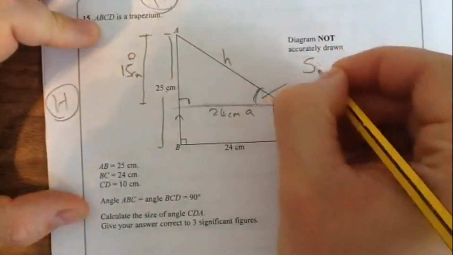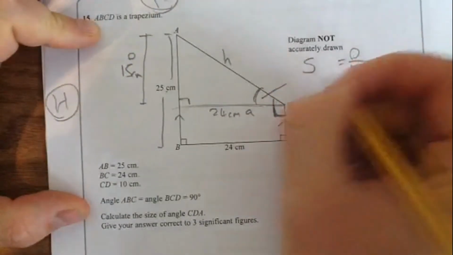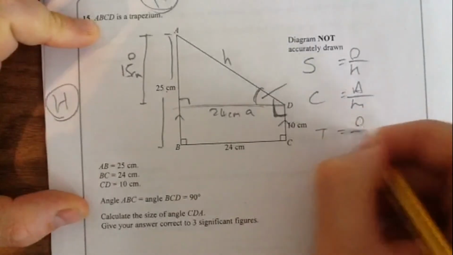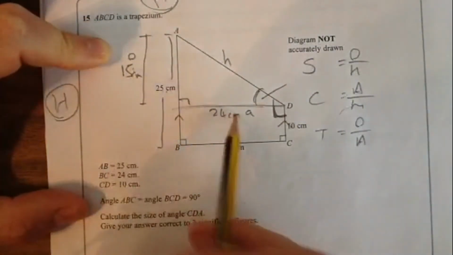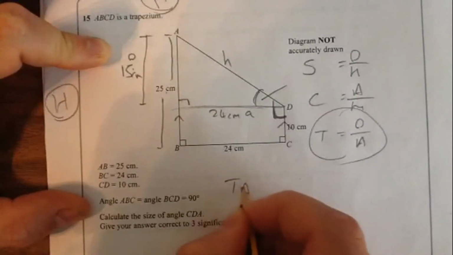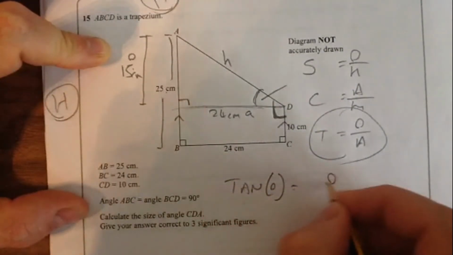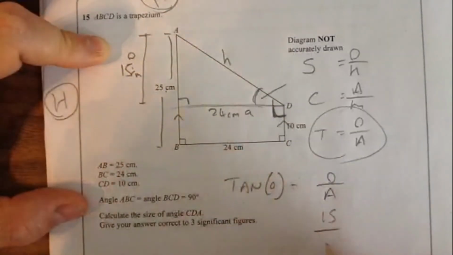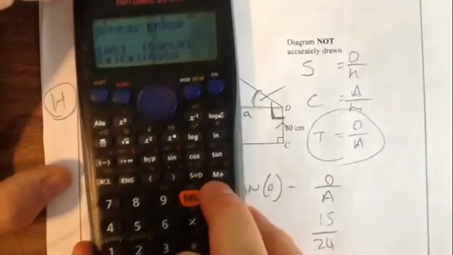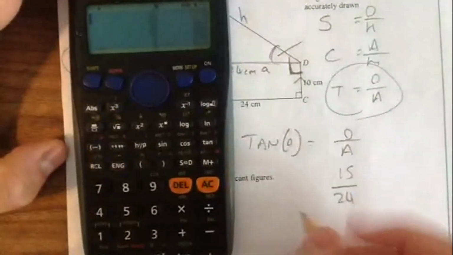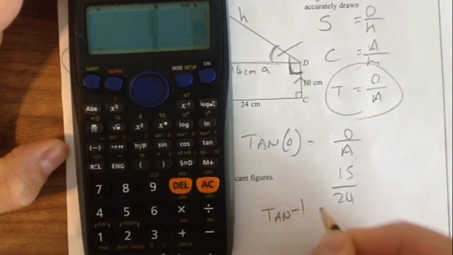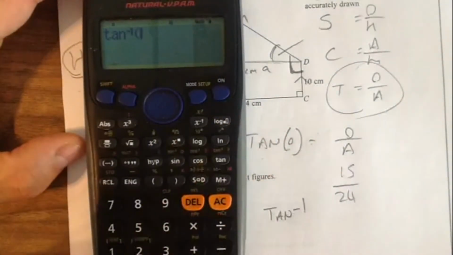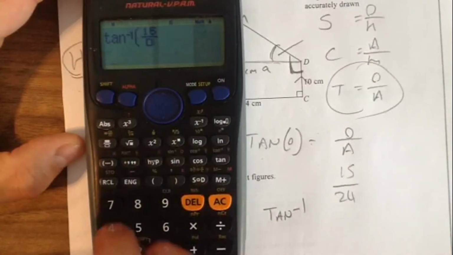I don't know how you remember it, but I always remember it as some old hag cracked all her teeth on apples. We want one that's got the opposite and the adjacent, which means be tan. So it's tan of your angle equals your opposite over the adjacent. My opposite is 15 over 24. But because I need to find the angle, I need to do the tan minus 1 of 15 over 24. So shift tan. I'm just going to write 15 over 24.